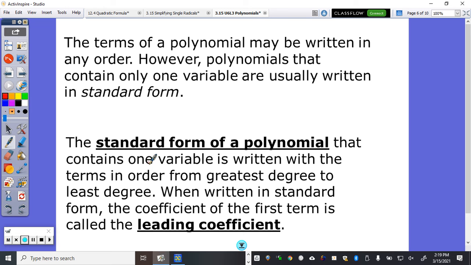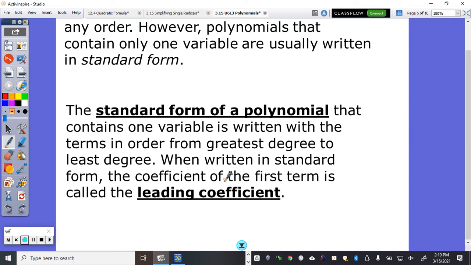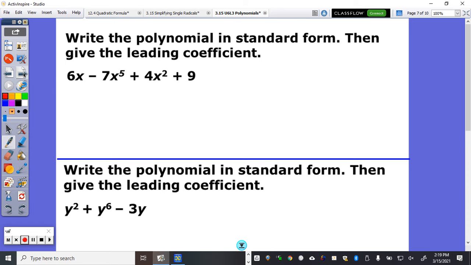So, standard form. Once you've identified the degree of the polynomial, we're going to reorder the terms from the largest degree to the smallest degree, largest on the left side. If I look at this one, the degree for this is 1, the degree for this is 5, the degree for this is 2, and the degree for this is 0, sorry.